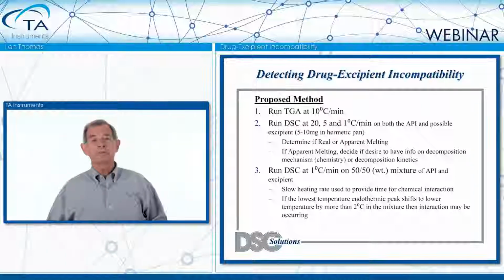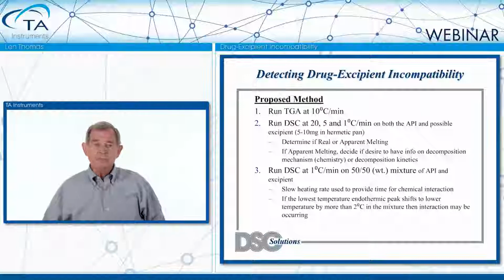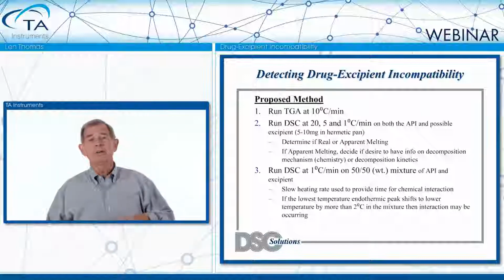The third step is probably the most important step, and that's where we're going to mix the drug with the potential excipient, and we're going to do some DSC tests at a low heating rate to determine whether or not there really is interaction occurring. So that's going to be the critical step to determine whether there is interaction or no interaction.